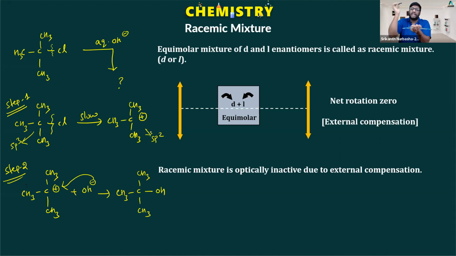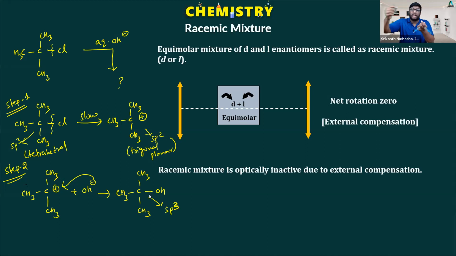If I attack from the top, what happens? As soon as the attack happens from the top, what is the hybridization of this particular carbon, students? sp3 or not? sp3 means tetrahedral. sp2 means trigonal planar. As soon as the trigonal planar sp2 hybridized carbocation carbon is attacked by the nucleophile, again we have sp3 hybridization. So as soon as the OH minus attacks from the top, you will have again a tetrahedral shape.